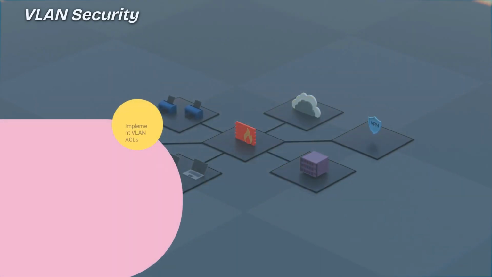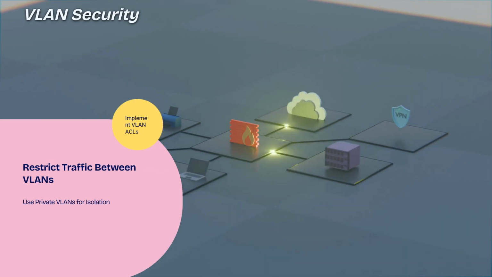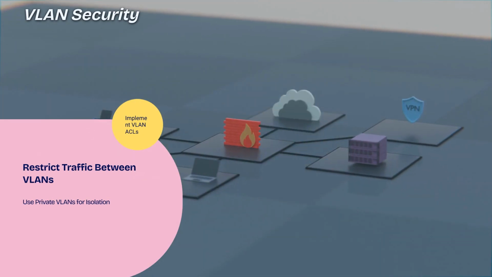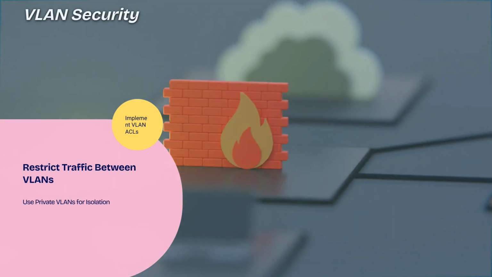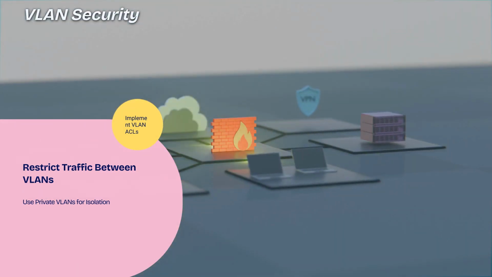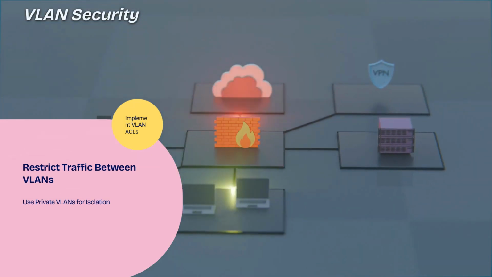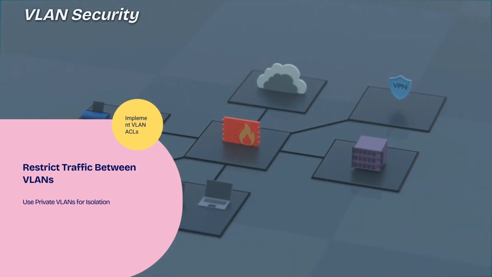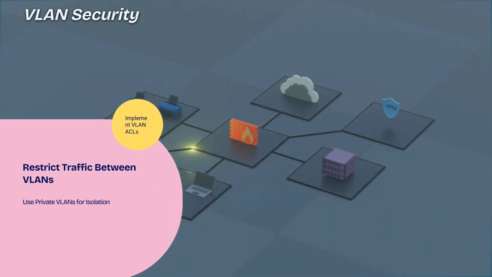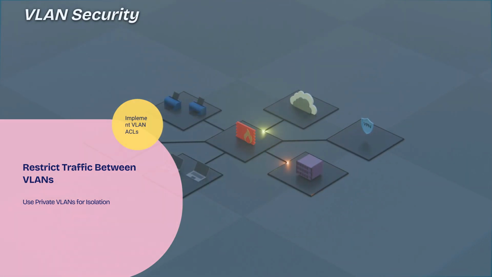Implement VLAN ACLs to restrict traffic moving between VLANs, adding another layer of security. Use private VLANs in environments where some users or devices should not communicate directly, isolating traffic within the same VLAN. Network Access Control, or NAC, ensures devices meet security policies before they can hop VLANs. Enable Layer 2 security features like IEEE 802.1X for port-based authentication to ensure only authorized devices can connect.